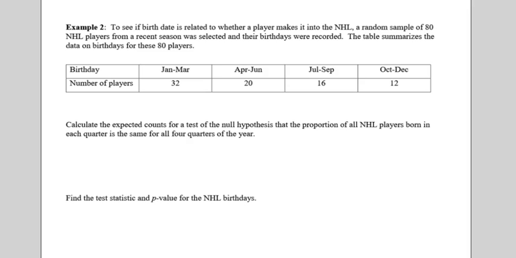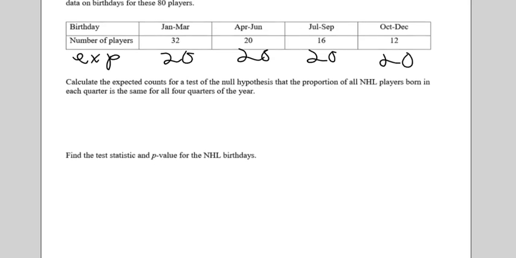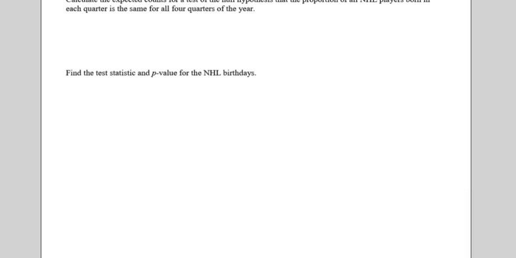Well, this is our observed. We're going to have expected. If there are 80 people and you want the same number in all 4 quarters, you're going to take 80 divided by 4 and get 20 in each category. All right? Now we're just going to do the same thing.